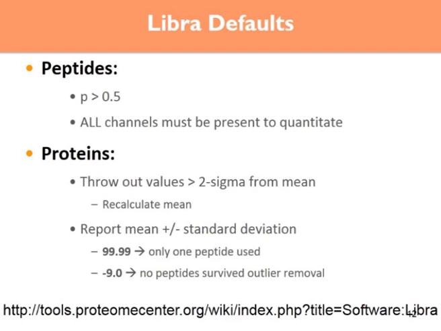In the standard deviation, if you use only one data point, one peptide, by definition you have no standard deviation, so it's reported as 99.99. So if you see that number, that means you only used one peptide. If you get -9, it's just the code it has to say that after outlier removal, there were no peptides left. So there was some signal to begin with, but when we removed outliers, I was left with nothing to quantify and get a protein ratio.